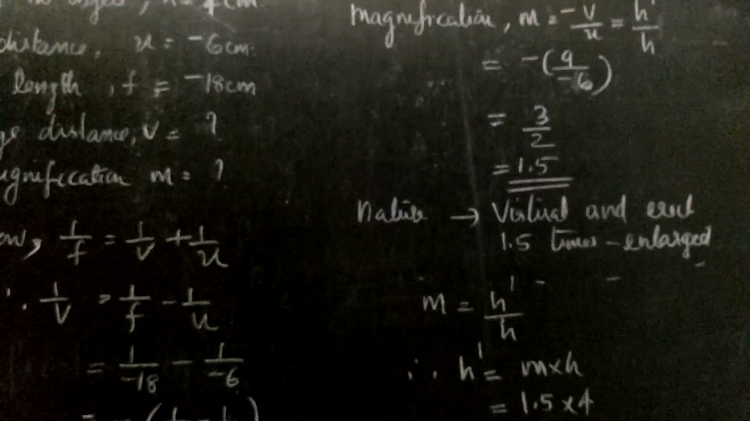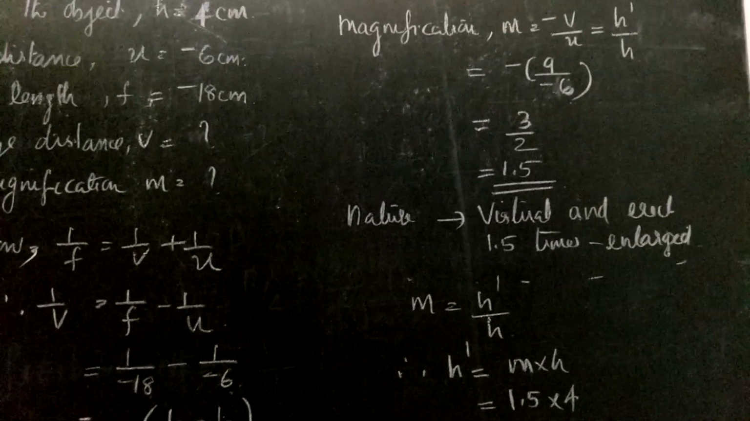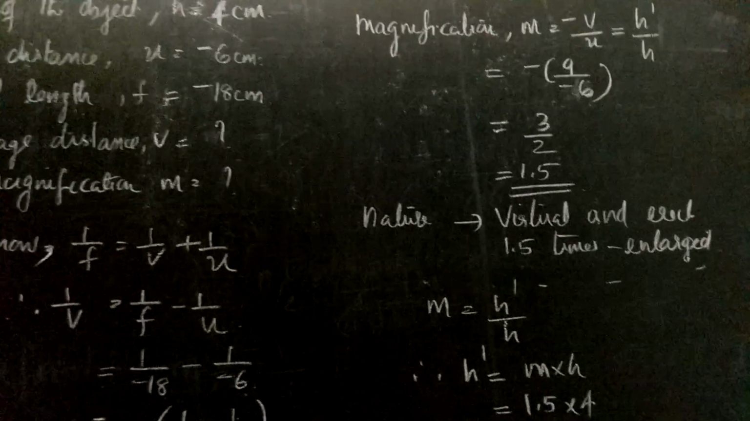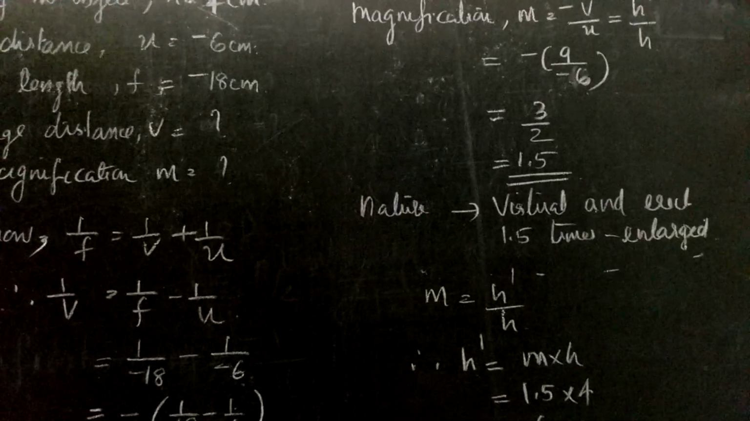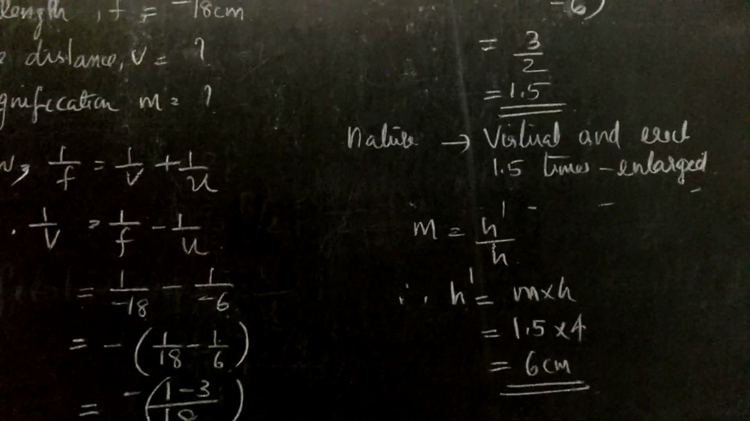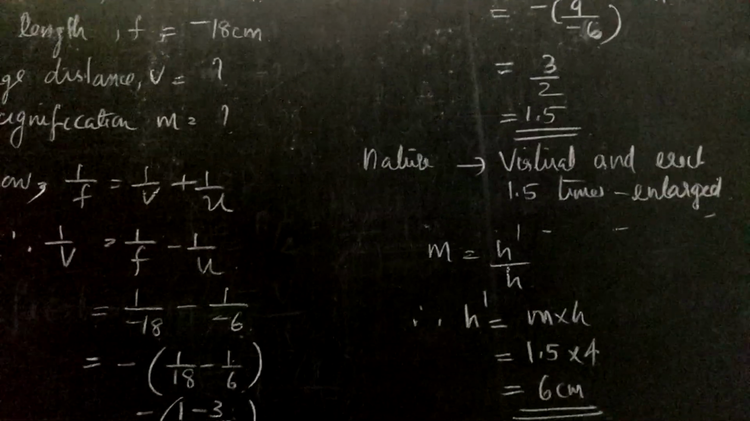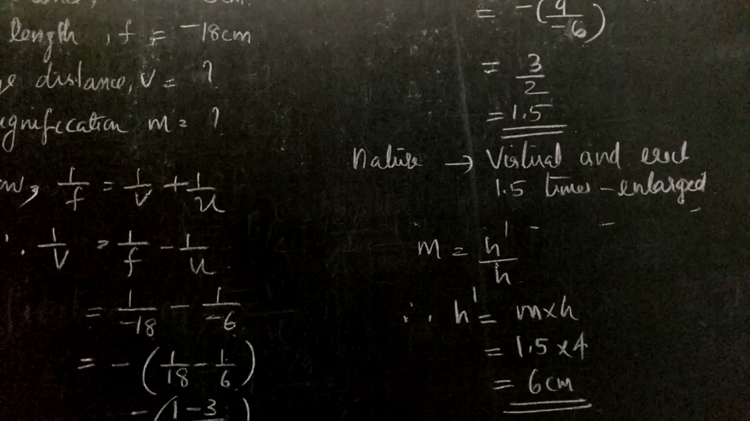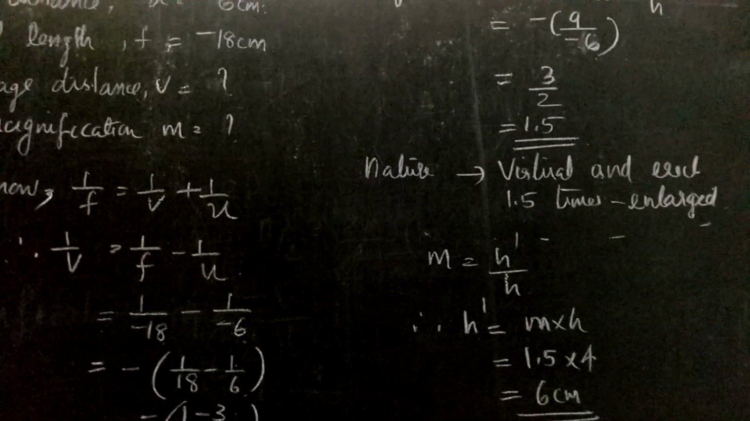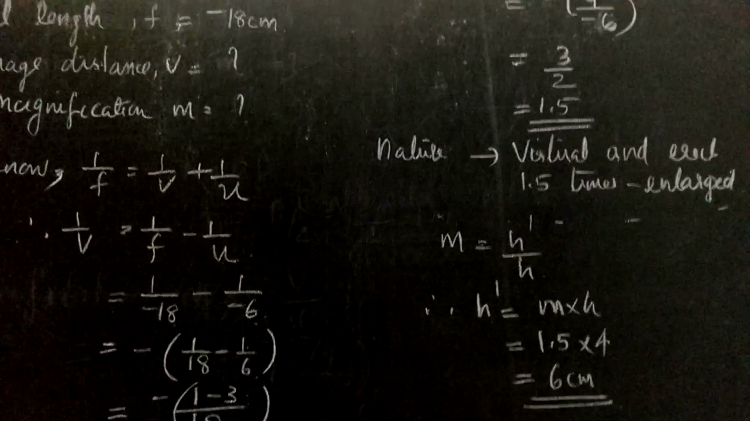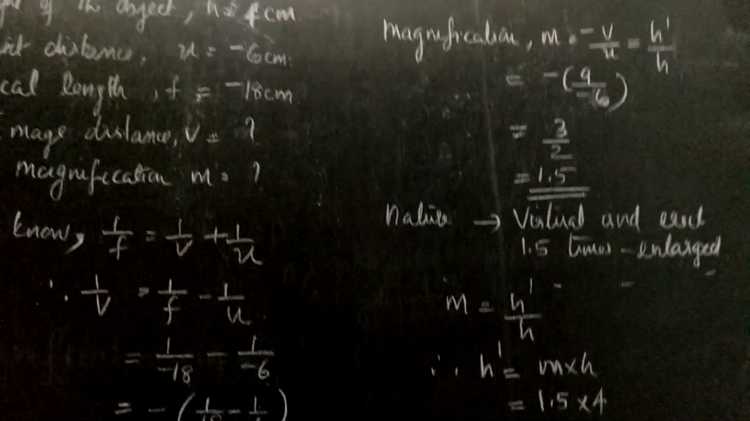So here nature of the image is virtual and erect. Then height of the image also we can find by using the formula h dash by h, because here h is given, isn't it? So 1.5 into 4, that is equal to 6 centimeter, and represent it with a diagram. I think it is asked, isn't it? Yes. So how will you represent it?